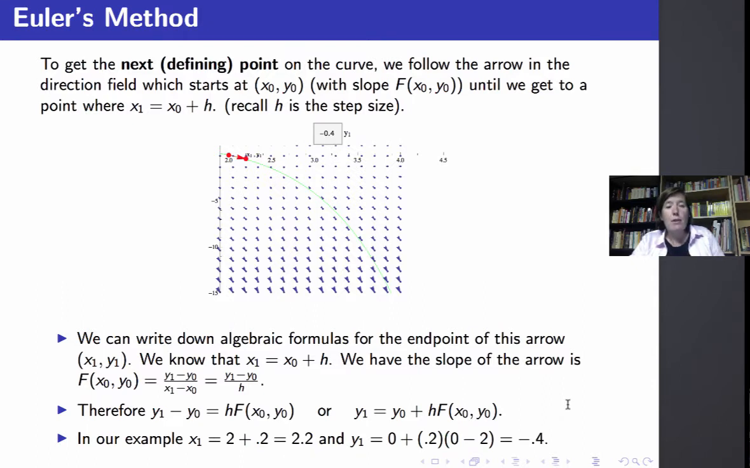So for example, in our particular example where y prime equals y minus x, f applied at the initial point is f of 2, 0, and that's minus 2. And x1 is 2.2 or 2 plus 0.2, and y1 is 0, which is y naught, plus h times minus 2. So it's 0.2 times minus 2, which is minus 0.4.